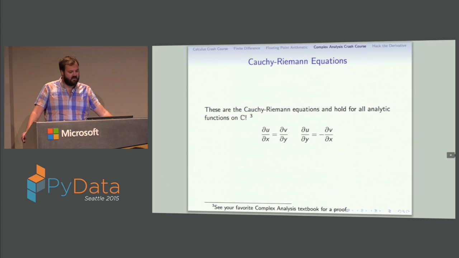These are the Cauchy-Riemann equations, and they hold for all analytic functions in C. You can check your favorite complex analysis book for a proof if you want. I'm going to leave it to you for now. Unfortunately, I don't have time to go through that, but this is going to come in pretty handy.